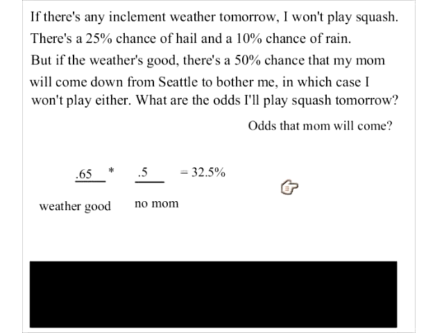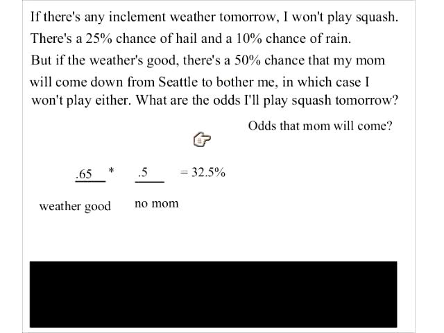You added 10 and 25. Right, because really the question is about any inclement weather. I separated it just to make things a little bit more complicated. But both of them are inclement. So if it hails, that's bad. If it rains, that's bad.